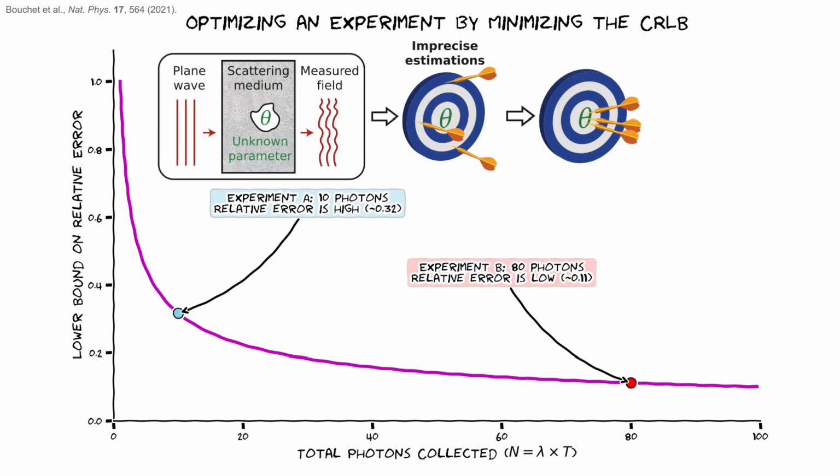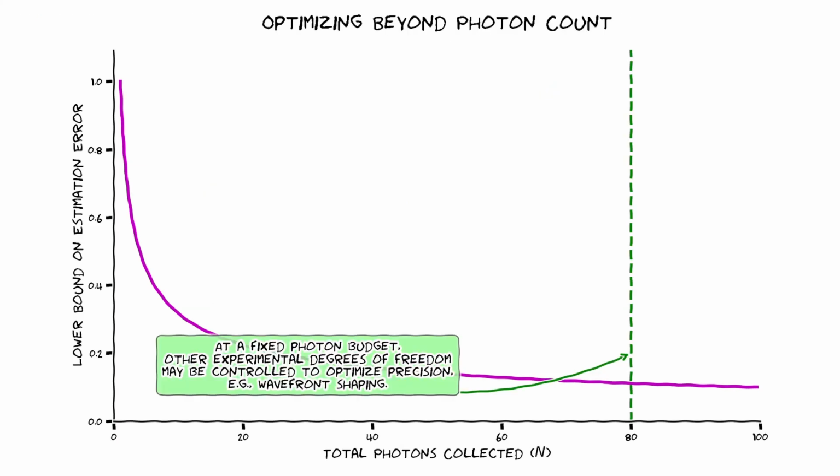Imagine we have a fixed budget of photons, say 80 photons, as marked by the dashed line. The standard approach gives us the precision on the magenta curve. But is it possible to beat this limit? The green curve suggests yes.